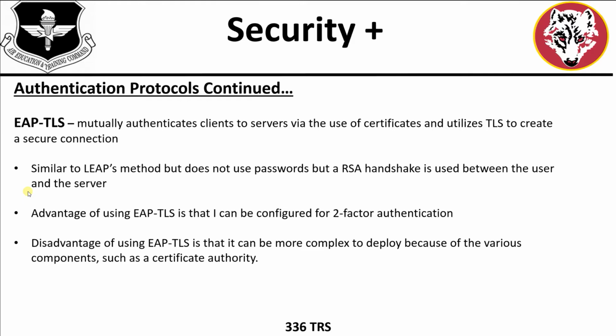Now, EAP-TLS uses a certificate on both sides. The advantage of using EAP-TLS is that it can be configured for two-factor authentication. The disadvantage is that it can be more complex to deploy because of the various components. Every time you try to incorporate a certificate authority, things get more complex. However, the more complex the configuration, the more secure your network is going to be.